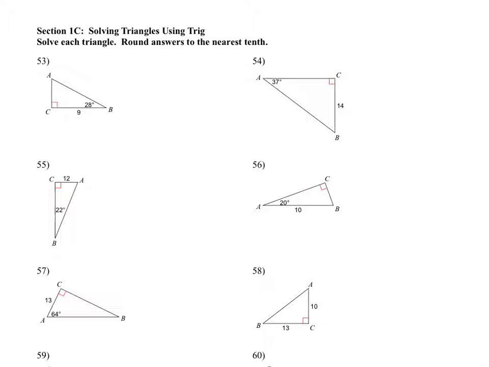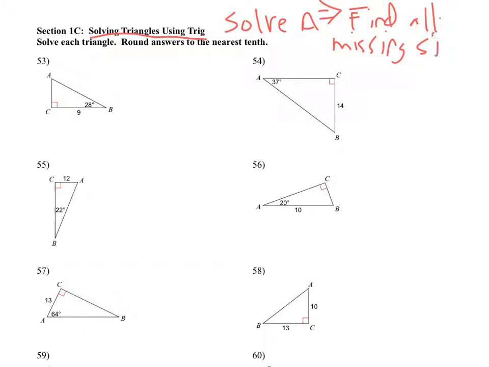All right, in the last part of section 1 here with right triangle trig, we're going to look at solving triangles using trig. So, solving right triangles. Solve a triangle, here's what it means, and you need to put this in your notes. Solve a triangle means find all missing sides and angles.